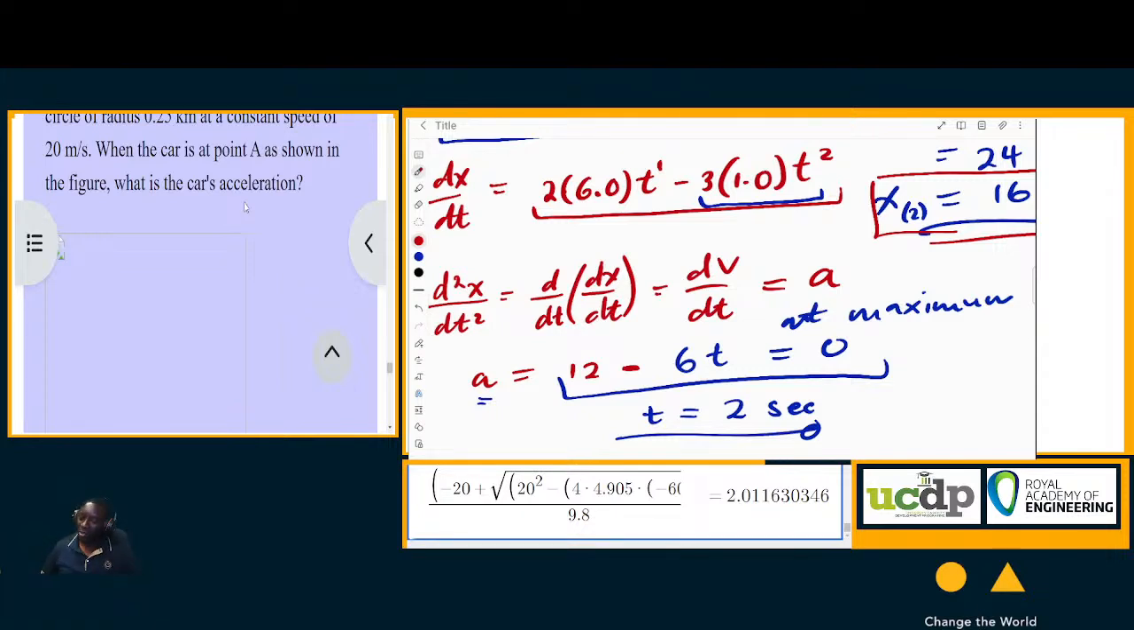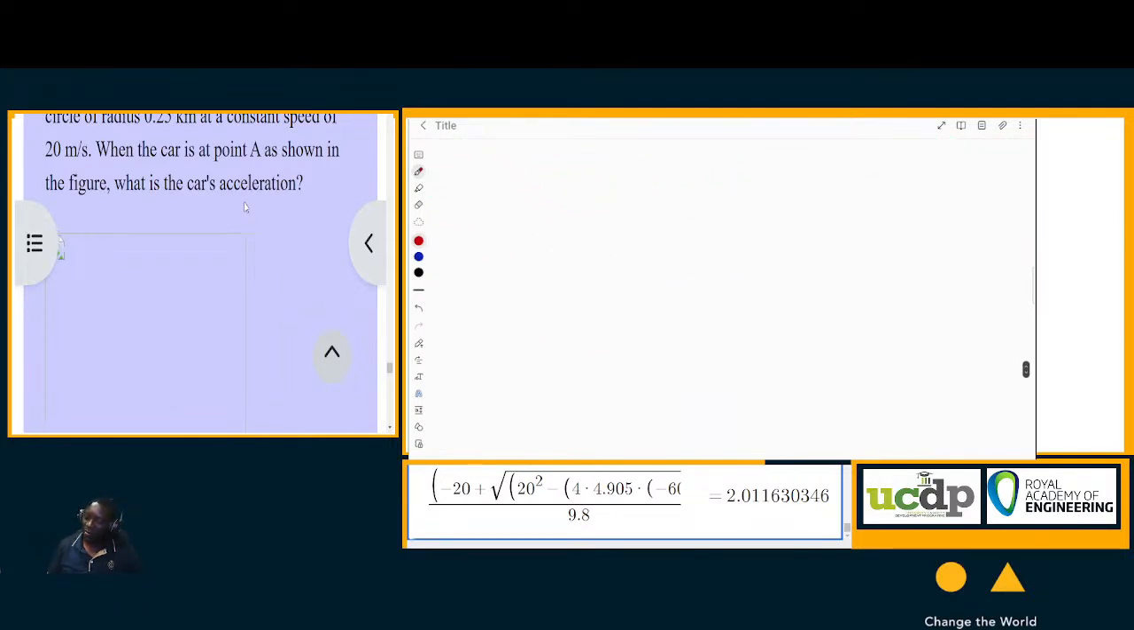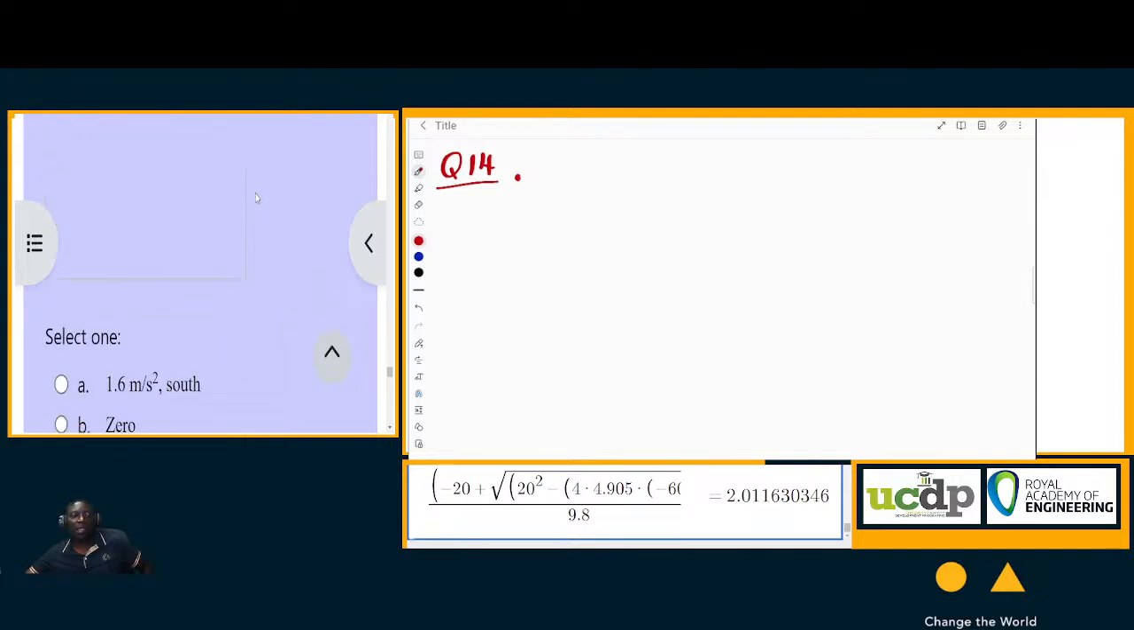Question 14: A car travels counterclockwise around a flat circular path of radius 0.25 kilometers at a constant speed of 20 meters per second. When the car is at point A, as shown in the figure, what is the acceleration of the car? And the figure is not even here.